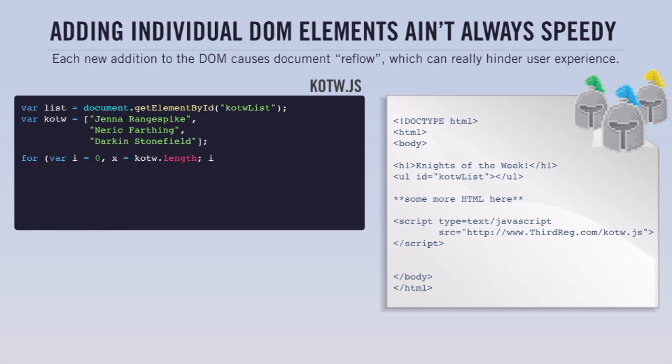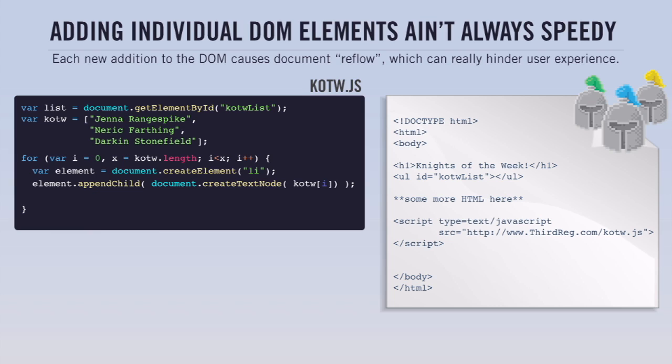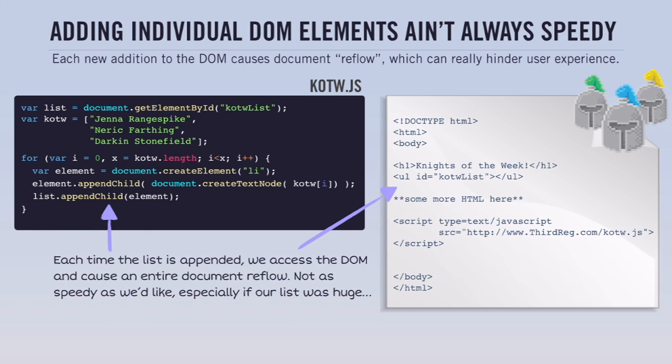Next, we've got a for loop that loops over all of the Knights of the Week, and first, for each element, creates a list item element, and then adds a text node with that particular knight's name to that element, and then adds the element itself to the unordered list element inside the HTML page. Now, each time that list is appended, you're going to access the DOM and you're going to cause an entire document reflow. That's not as speedy as we'd like it to be, especially if our list was 4,000 knights assigned to this regiment for printout. That would suck. So we don't really want that to happen. Let's take a look at a way to speed that up.